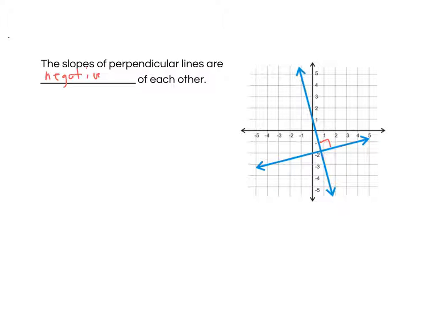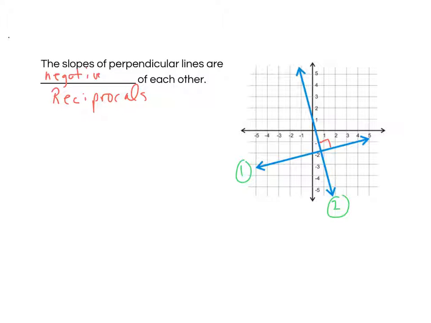let's see if you can finish this sentence, reciprocals of each other. And so I'm going to talk a little bit more about what that means. Let's just get the equations of the lines out here, and then maybe we can remind ourselves what that means. So I'm going to call this line number 1, and I'm going to call this line number 2.